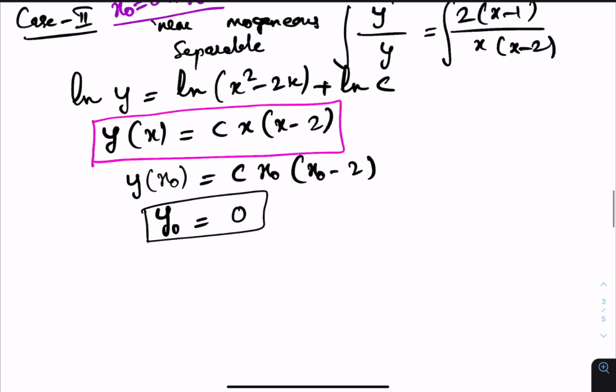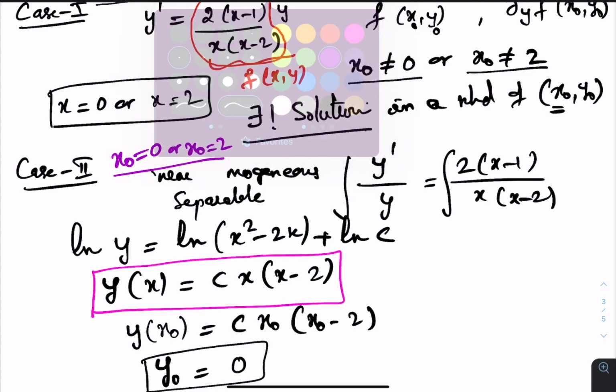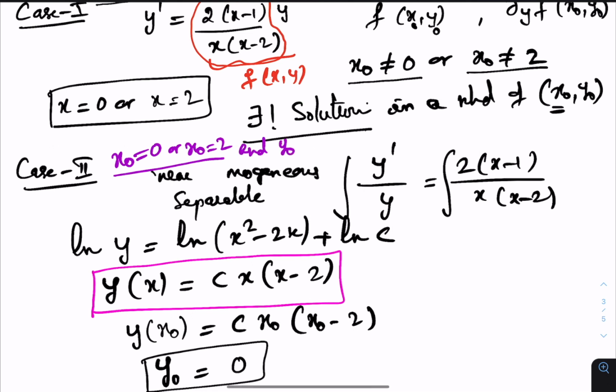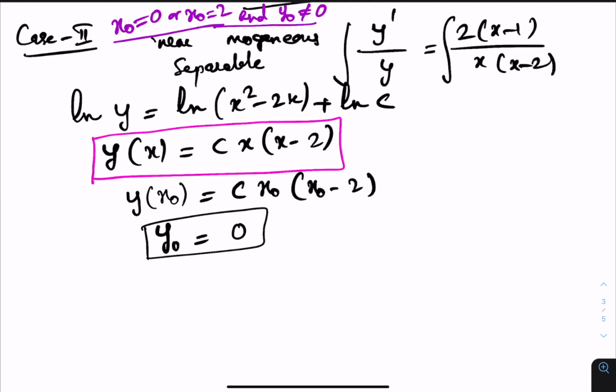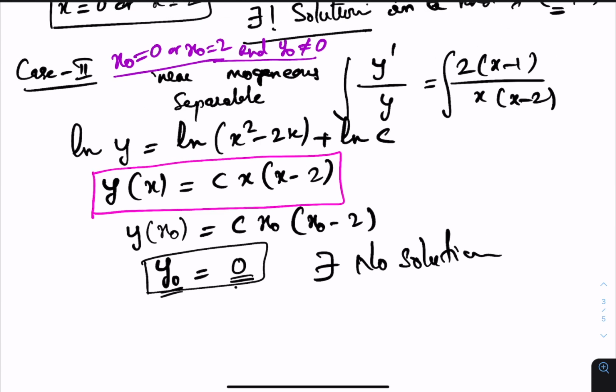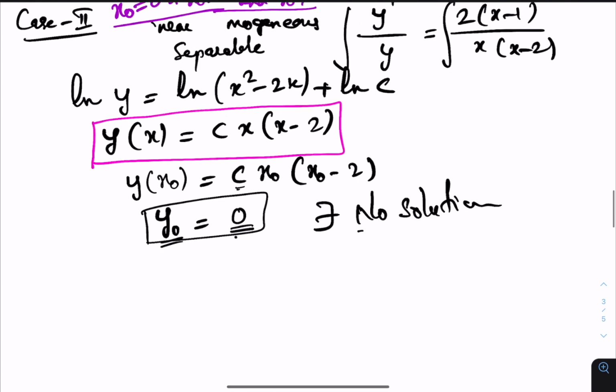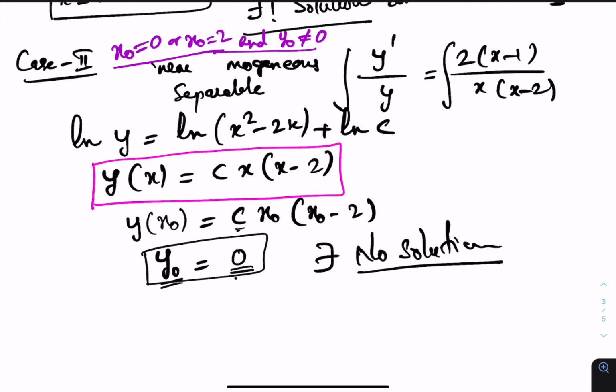So if you choose x naught equal to 0 or x naught equal to 2, and y naught not equal to 0, that is case 2. If you choose y naught not equal to 0, there is no solution, because when x naught is 0 or 2, the right hand side is 0, which means y naught should always be 0. But if your choice of y naught, given in the beginning, is non-zero, then this cannot be a solution for any choice of c. So there is no solution in case 2, when x naught is 0 or 2 and y naught is a non-zero quantity.